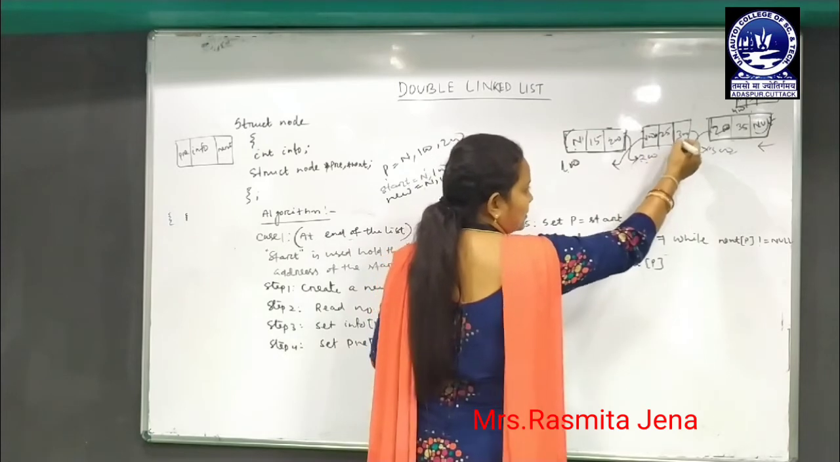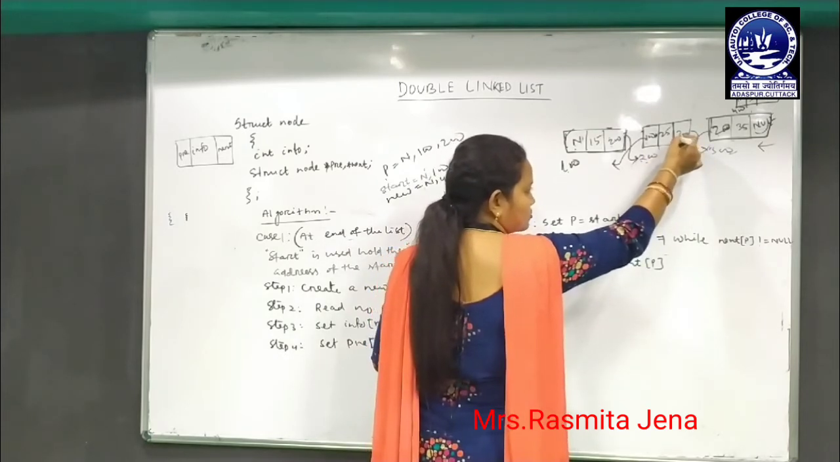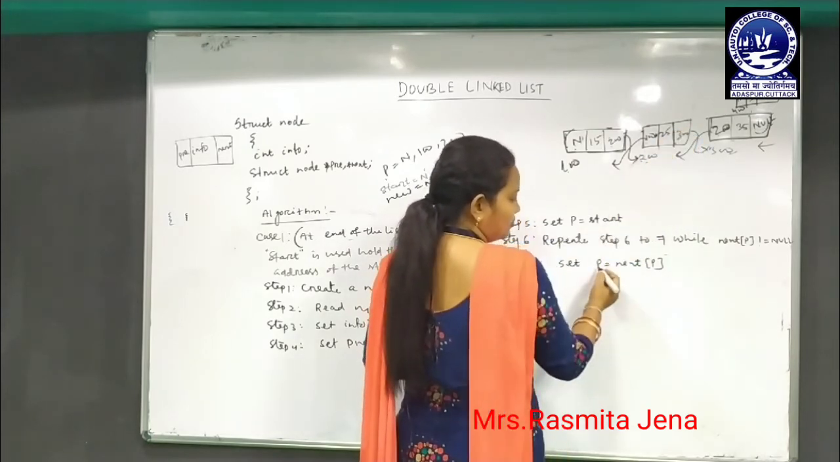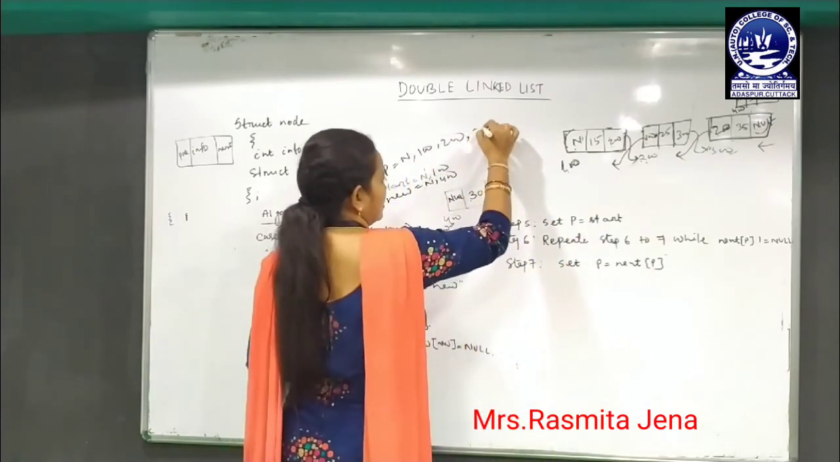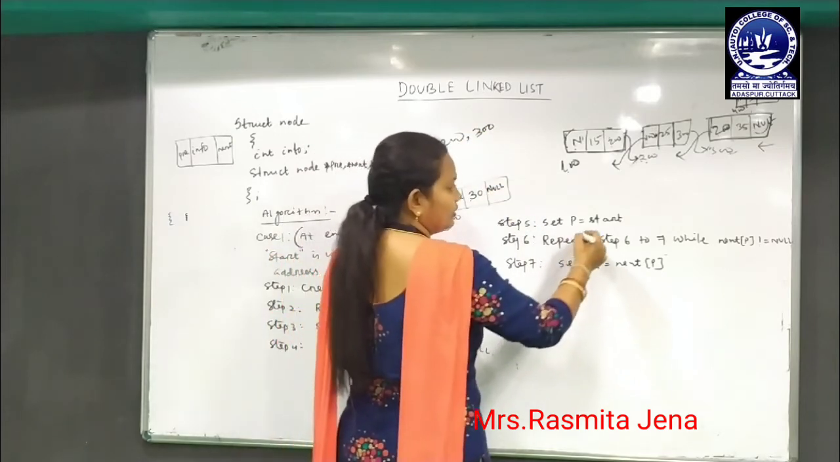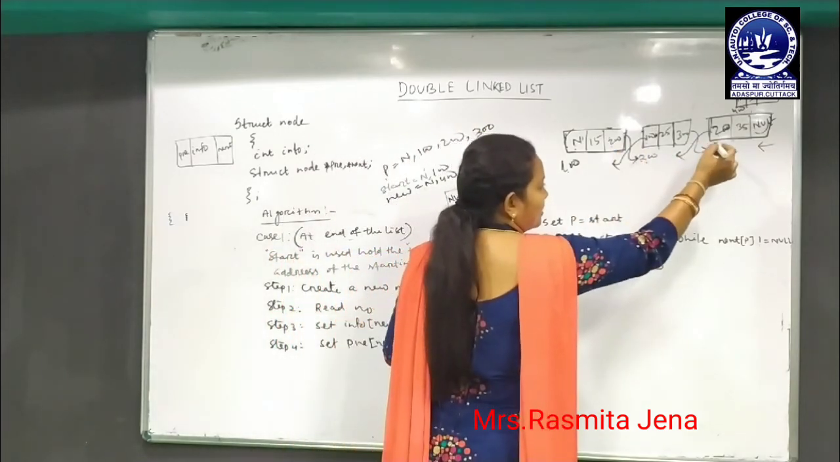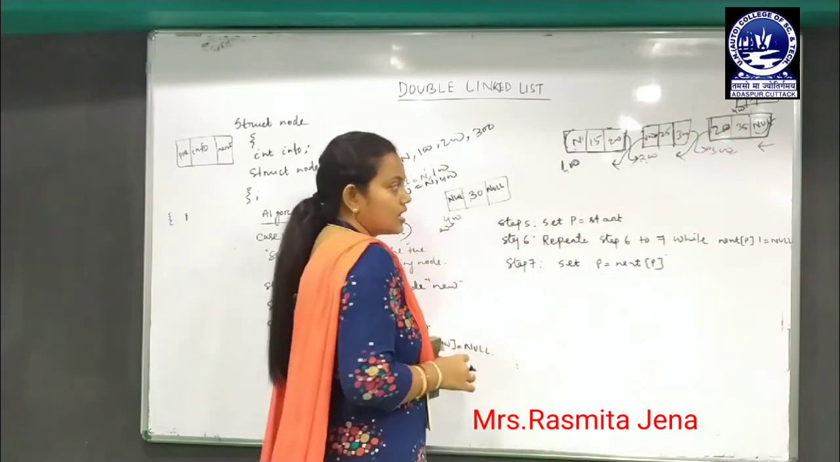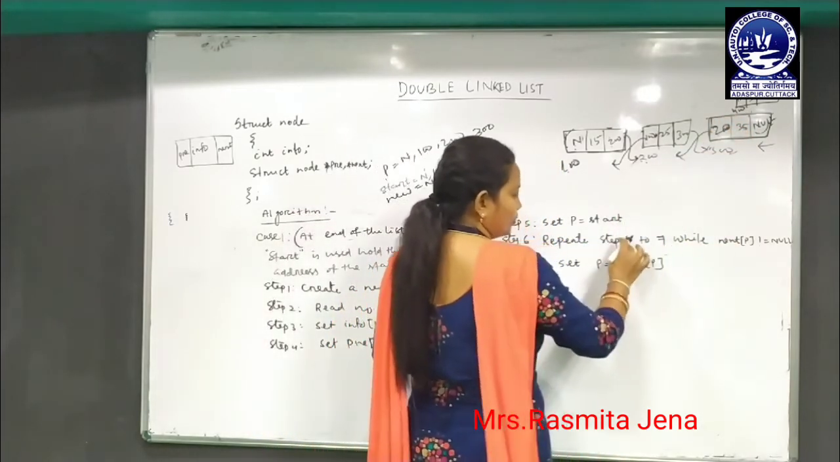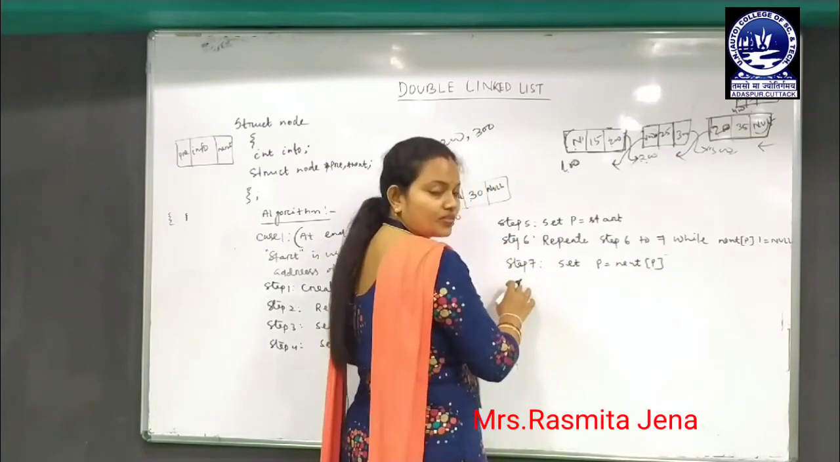The next part of 200 is not equals to null. Condition is true. Then again we will set P equals to next of P. So P becomes 300. Then again we will check the condition. The next part of 300 is not equals to null, the condition is false. As the condition is false, we will exit from step 6 to 7.